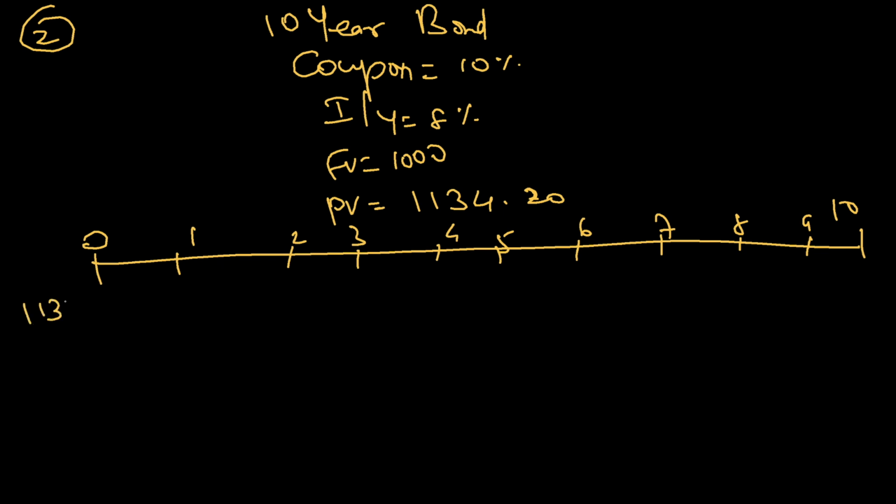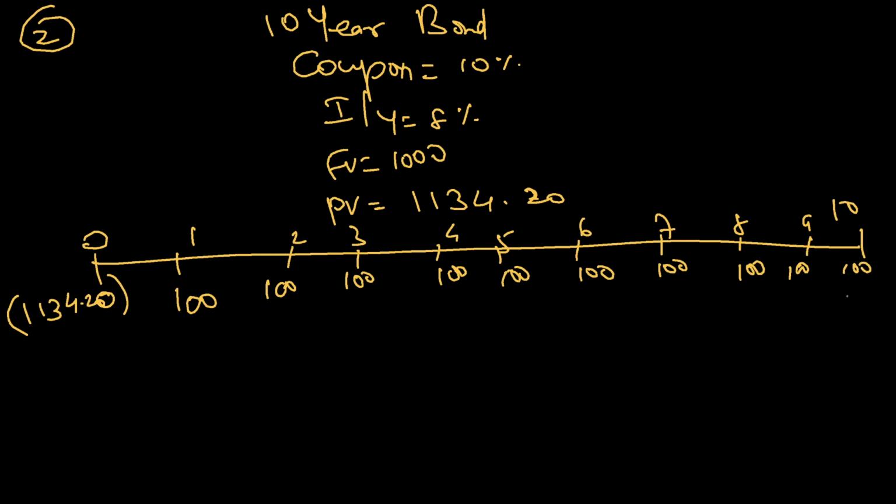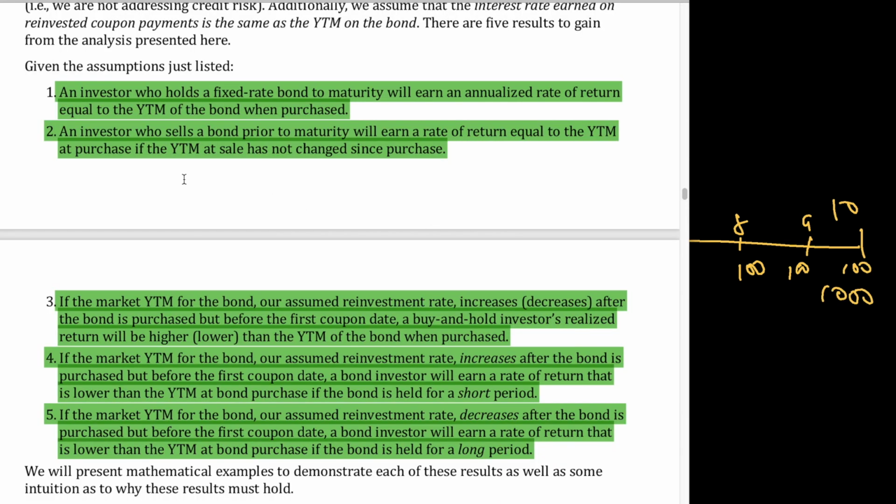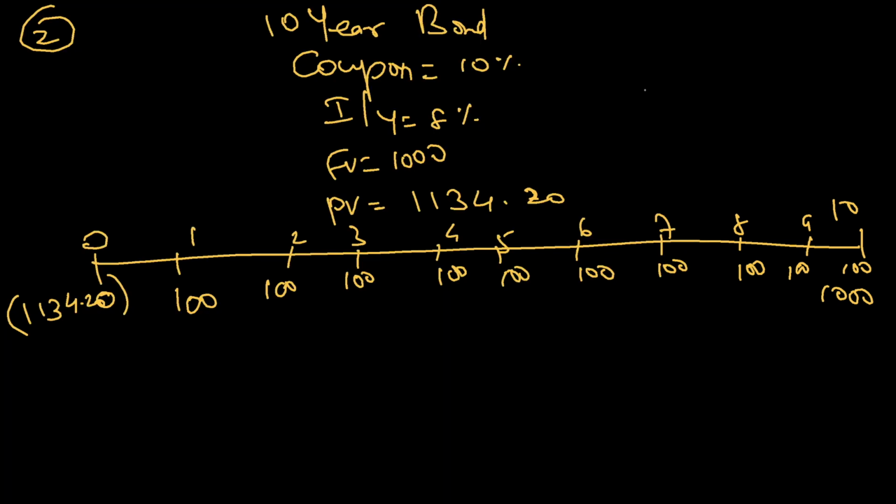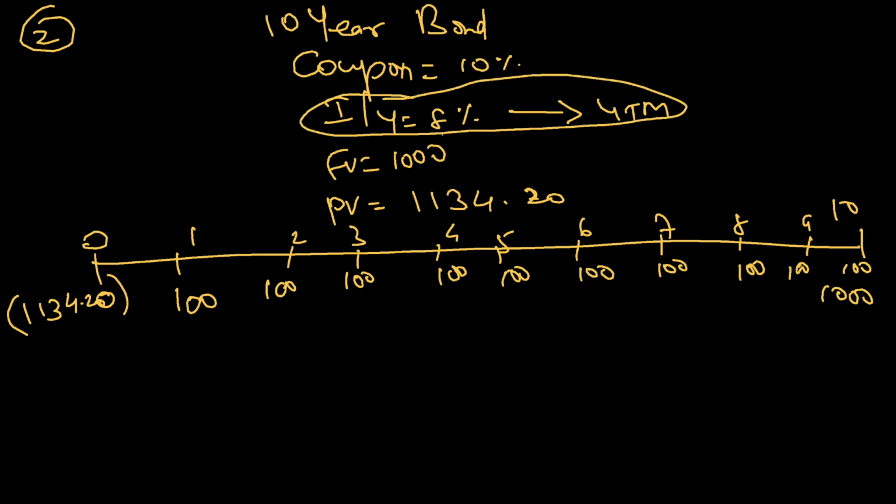So you invested 1134.20. So you will get 100 each year, and at the end you will get back 1000. Now this second point says an investor who sells a bond prior to maturity will earn a rate of return equal to the YTM at purchase. So YTM at purchase is 8%. So even if you sell the bond prior to maturity, you are going to earn 8% only. This is what this point claims.